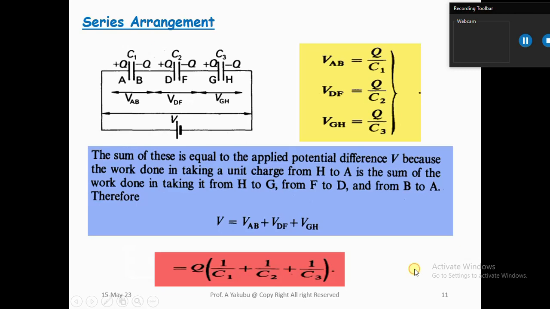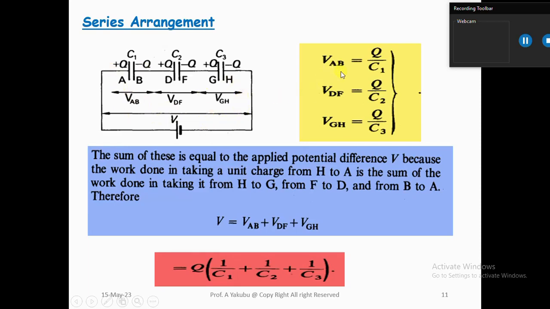If it's in series, look at the series arrangement. This is C1, this is C2, this is C3. A, B, C1, D, F, C2, and G, H, C3. Each one of them has its own potential difference, VAB, VDF, VGH, with another common voltage across the three.